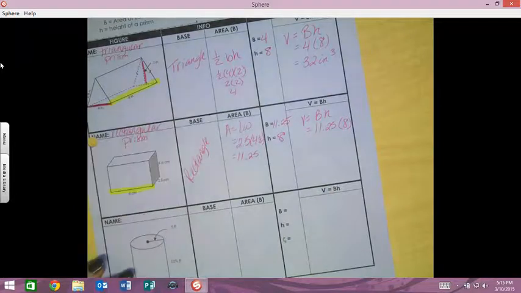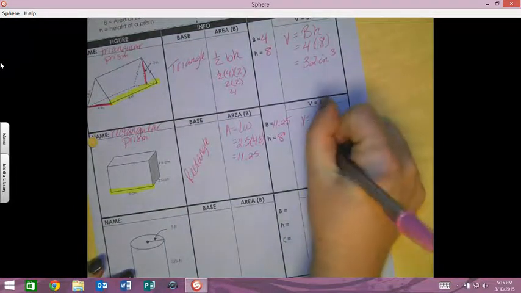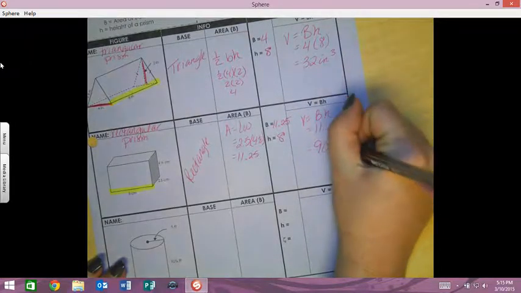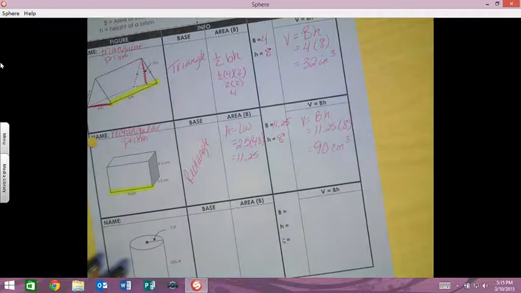So we do 11.25 times 8, which is going to give us 90. So our centimeters are cubed. Remember, volume is always cubed, so 90 cubic centimeters.